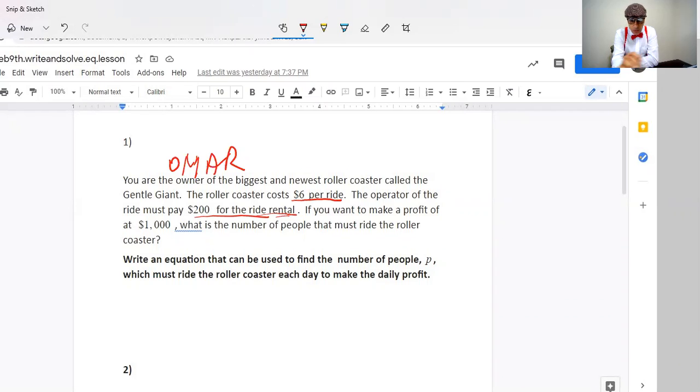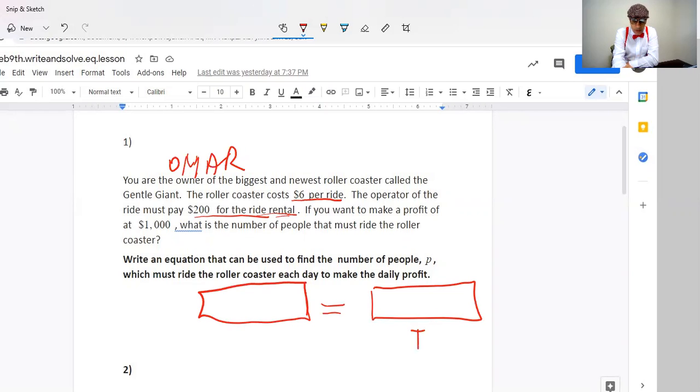Okay, so we're gonna write an equation. To write an equation, put your equal sign, and there are going to be two expressions, two things on each side. Usually on the right side, we just put the total, okay? And in this case, the total amount of money he wants to make is $1,000, so that goes here.